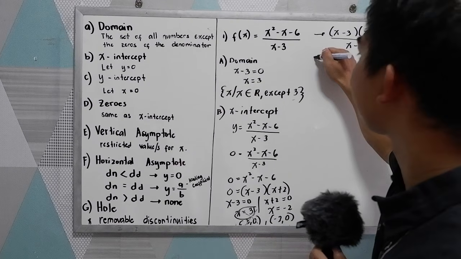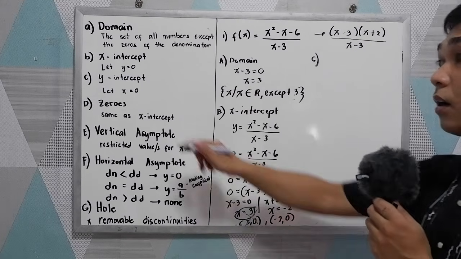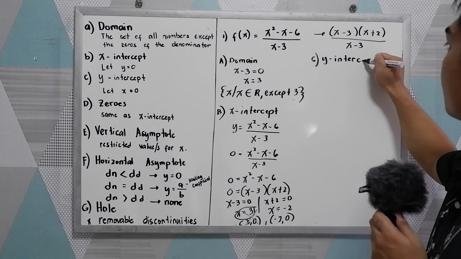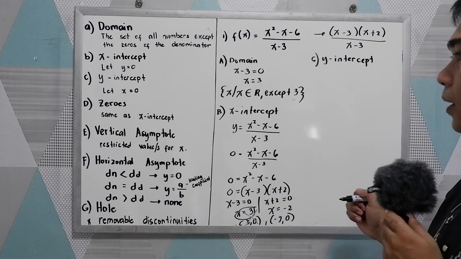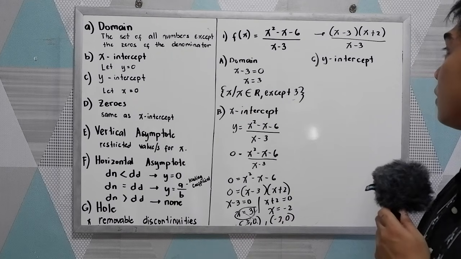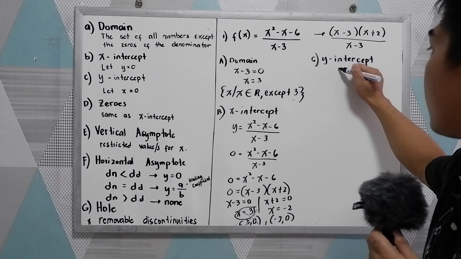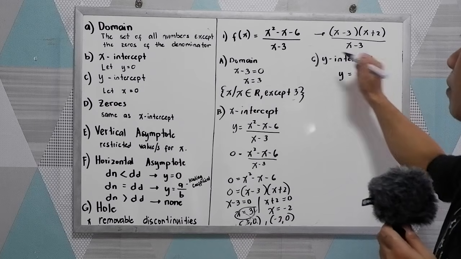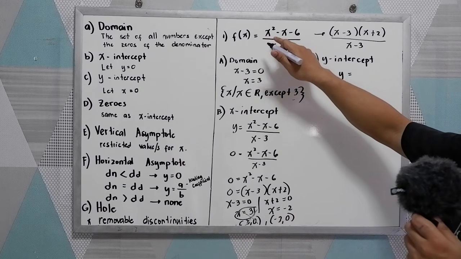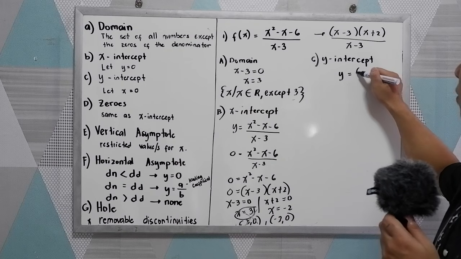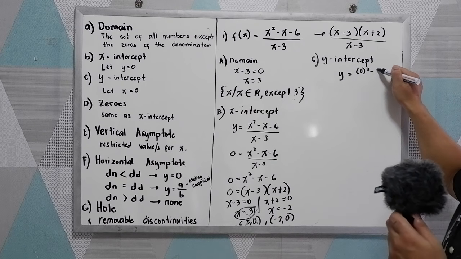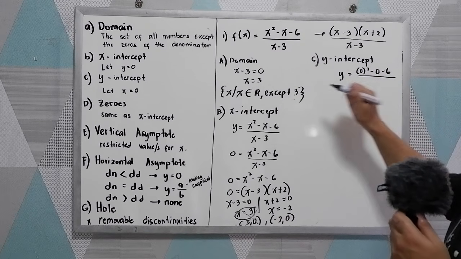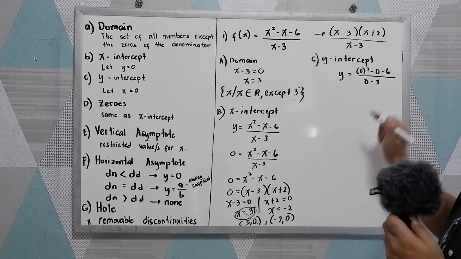Now letter C, y-intercept. For the y-intercept, let x be equal to 0. So we have let x be equal to 0. So y is equal to, just substitute our x to 0. So we have 0 squared minus 0, change x to 0, minus 6 all over 0 minus 3.